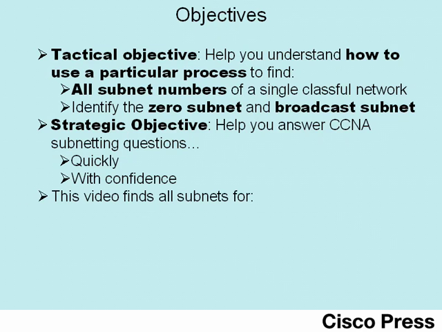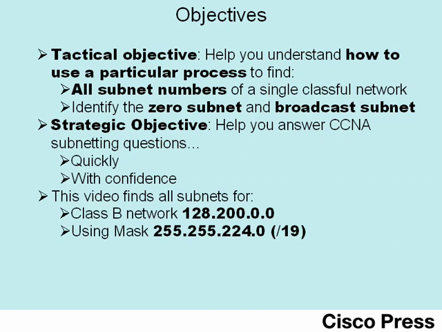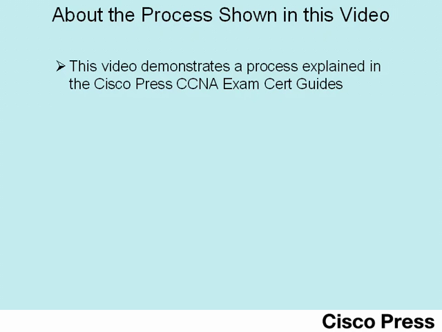This particular video shows how to find all the subnets of Class B network 128.200.0.0 using mask 255.255.224.0. Now, for those of you that are also using the Cisco Press books, this video demonstrates one of three processes that are used inside those books for finding the subnets of a single network.